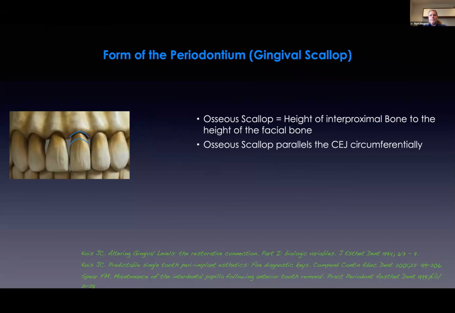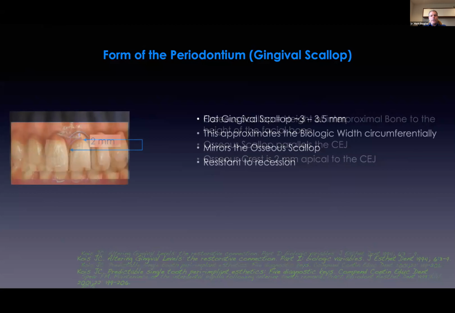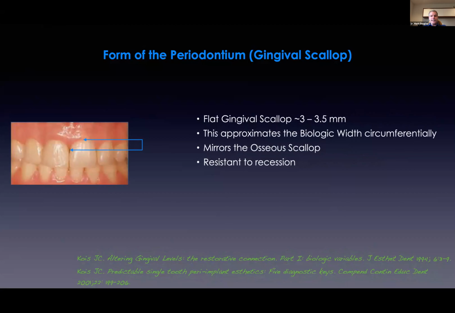The osseous scallop parallels the CEJ circumferentially and is about 2 millimeters apical to it. Again, Bill Robbins was discussing this yesterday or 2 days ago when he talked about sometimes if they have what's called low crest, you need to go 3 millimeters, but I'm not going to confuse the issue right now with that. So a flat gingival scallop is only about 3 to 3.5 millimeters.